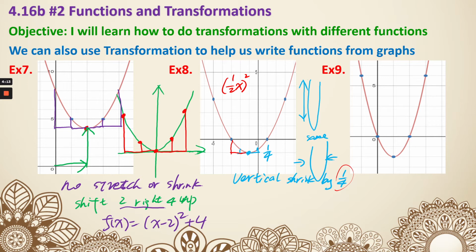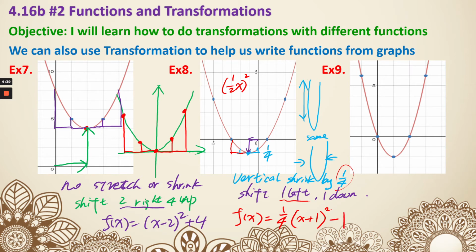And besides that, there's more change to this one. It also moved 1 left and 1 down. So it's shift 1 left, 1 down. So let's have a look. My final answer is going to be f of x, 1/4 is outside the function, 1 left, so x plus 1, then squared, 1 down is minus 1.